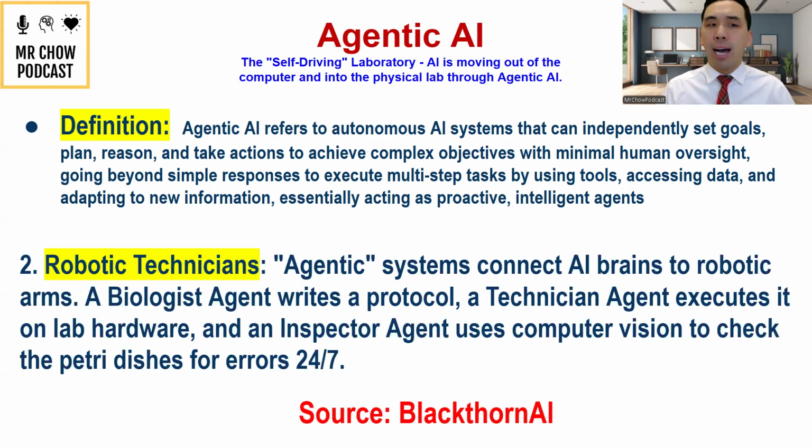As we continue, here's another technology, robotic technicians. These agentic systems can connect AI brains to robotic arms, and a biologist agent can write a protocol. A technician agent can execute it on lab hardware, etc., using computers and petri dishes to check it for errors, etc.